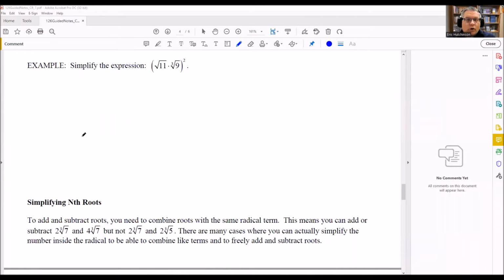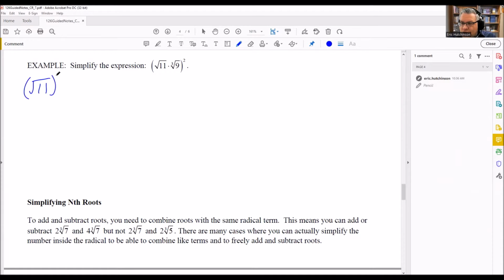For this problem, we're going to start by squaring everything that's inside the parentheses. Because it's multiplication, it's okay for us to square the first one and square the second one. So that's going to look like this. We have the square root of 11 that we're squaring, and then we're also going to be squaring the cube root as well. So we can break it up into two separate things that are being squared.